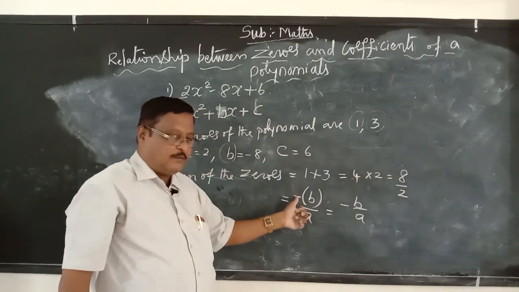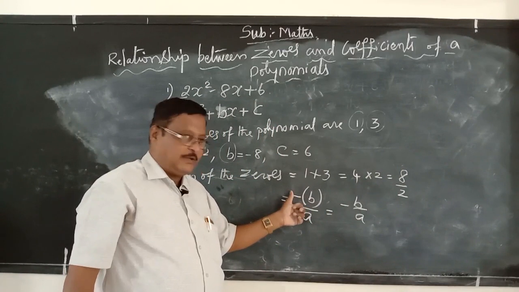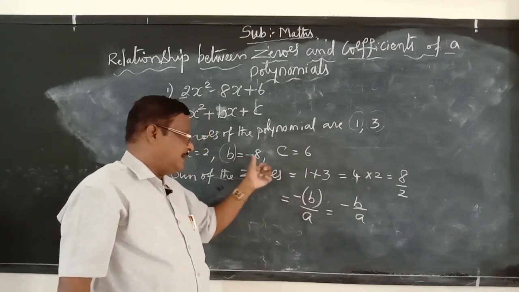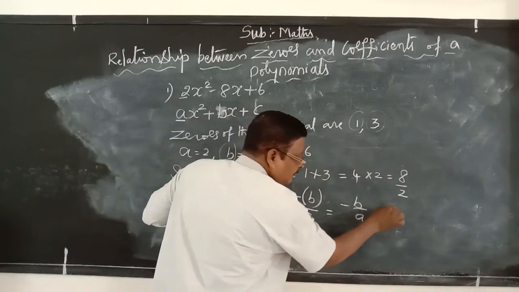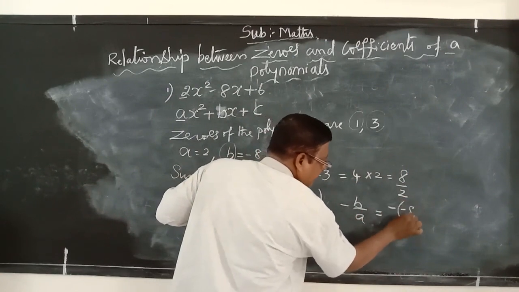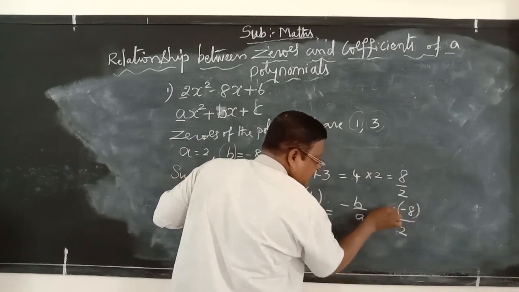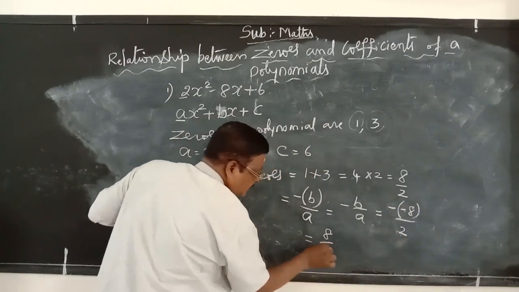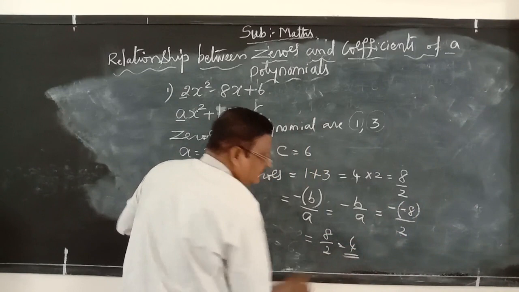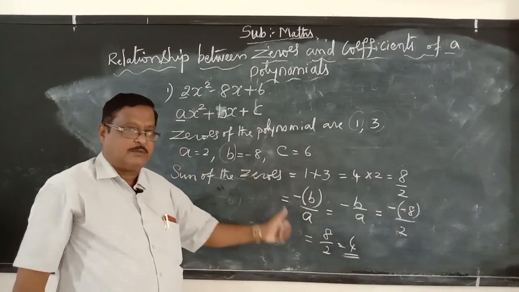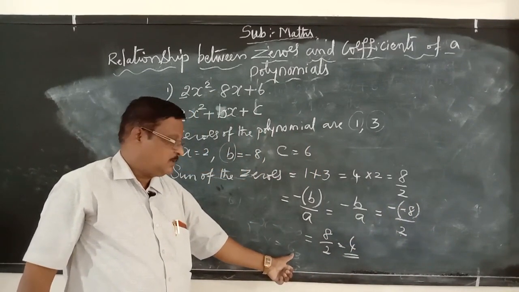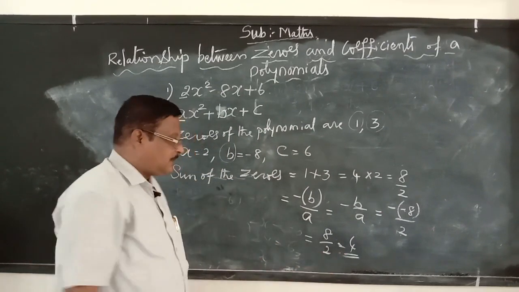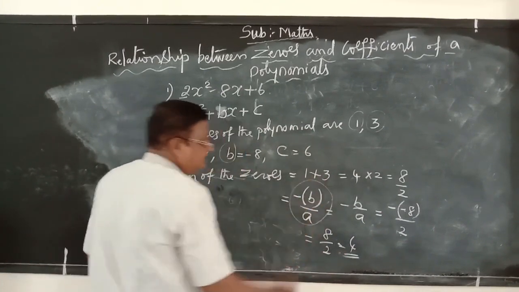Next, here minus b. Here b value is minus 8. See here, minus b value is minus 8, by a value is 2. Minus into minus plus, 8 by 2 is nothing but 4. This is the sum of the zeros, which is equal to 4. Sum of the zeros is equal to the formula.